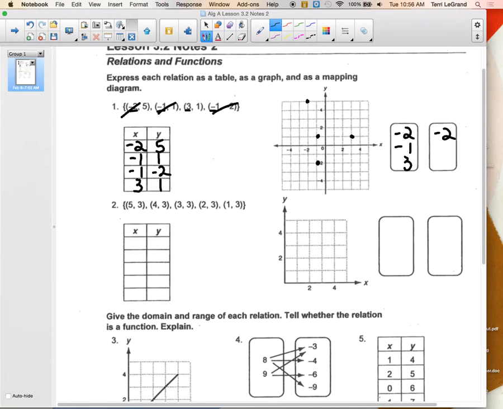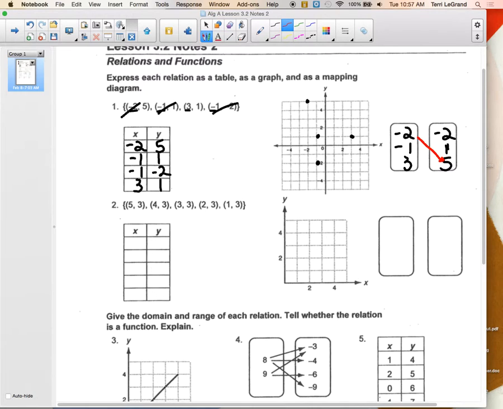-2, -1, and 5. We have 2 ones, but we don't need to repeat that other one, so we just write it one time, okay? And now we map. This is when you have to make sure you do a good job of mapping. That -2 gets mapped to what number? To the 5. So we draw a line with an arrow going to 5.